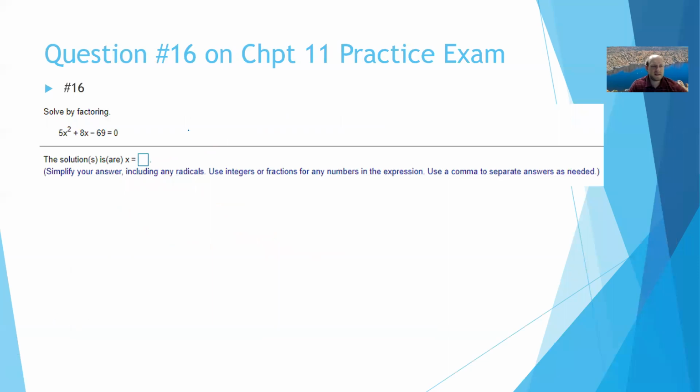And then number 16 had a couple of points to this question. One was to review factoring, because we covered that way back in chapter 6, but we also need to know it here. The other point is that we can use factoring to solve it, and we can also use the quadratic formula. But let's just do a little bit of a review on factoring here.